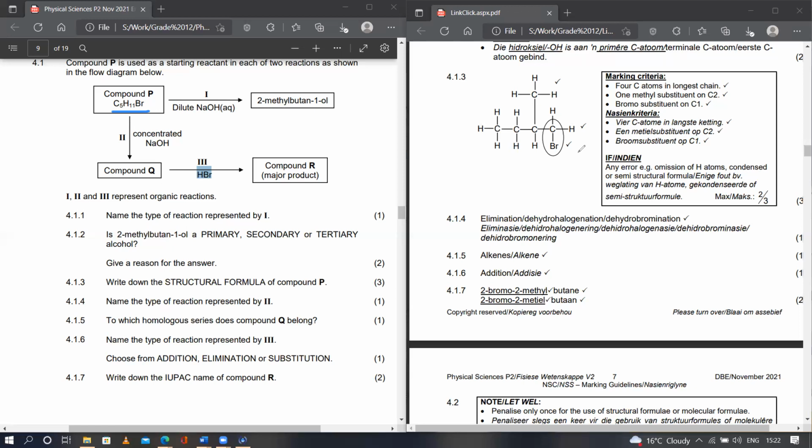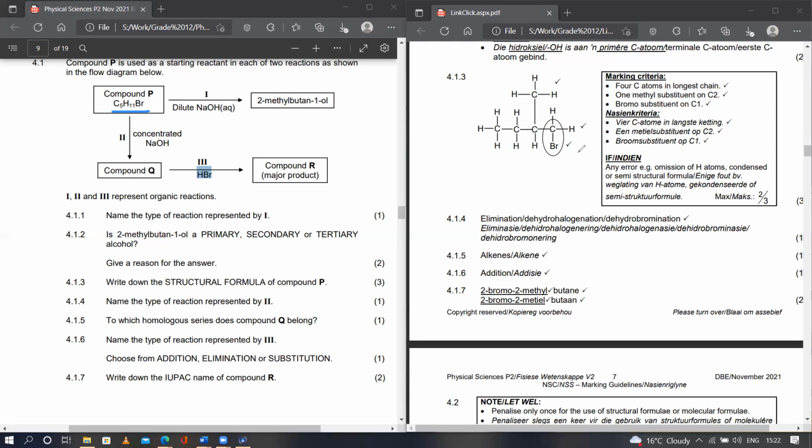So basically, reaction two is an elimination reaction, or dehydrohalogenation. Basically, when you're dehydrohalogenating something, that means you're gonna remove the halogen. You're gonna remove the halogen group from the reaction.